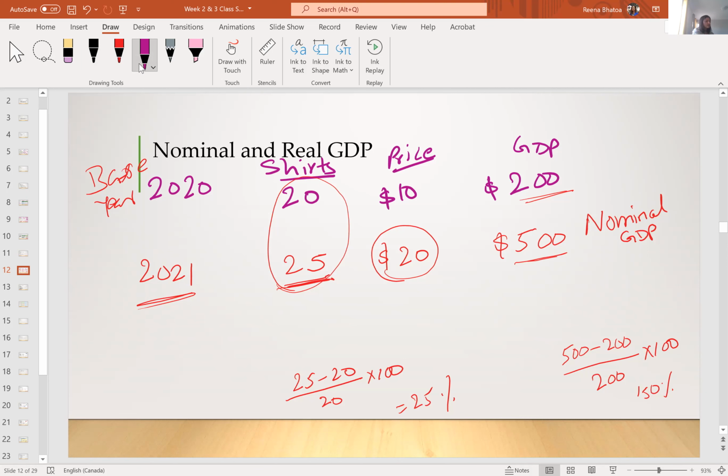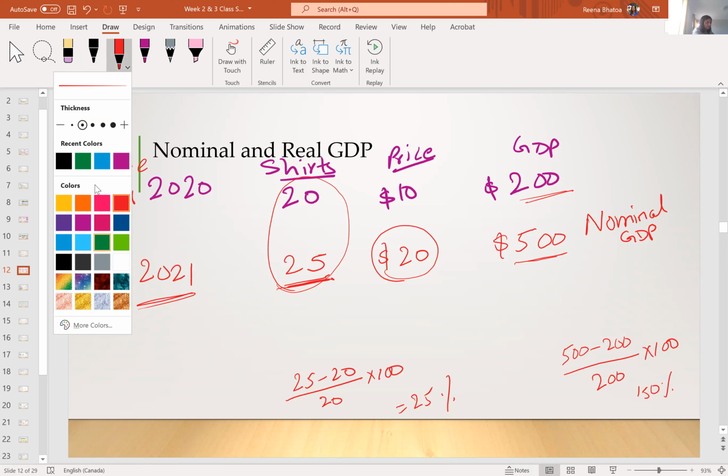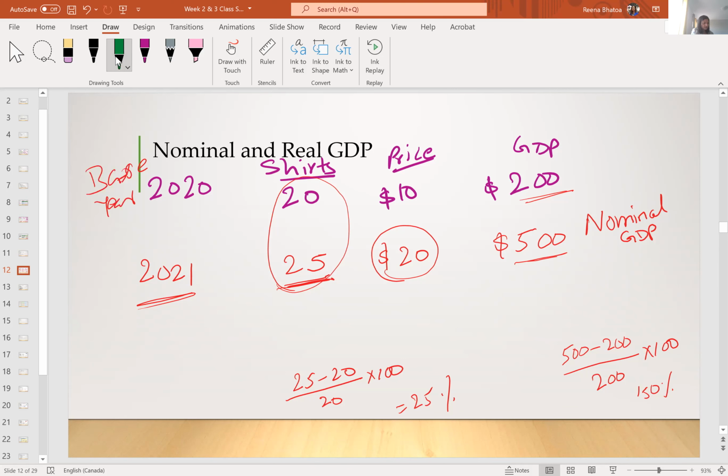To calculate real GDP of 2021, we will take 2021's quantity and the price of the base year. So 25, if we sell it at base year prices, the GDP will be $250.